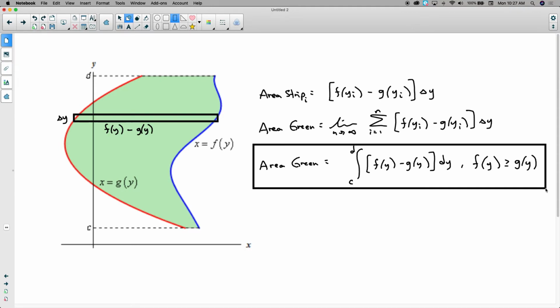Okay, so these are the two formulas that we're going to be playing around with. And the next thing I'm going to do is walk you through a series of samples that will take some of these abstract ideas and move them into a more concrete scenario.